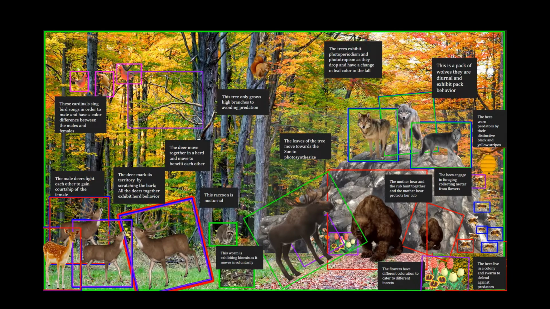Next up is kin selection. So bears can demonstrate kin selection, as mother bears only hunt with their cubs or relative bears. And this demonstrates how bears work together to support their relatives. And this is an example of kin selection.